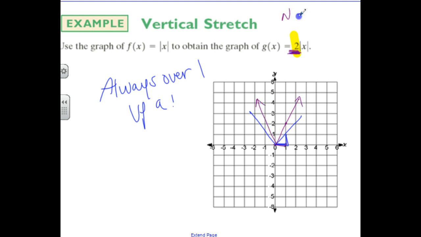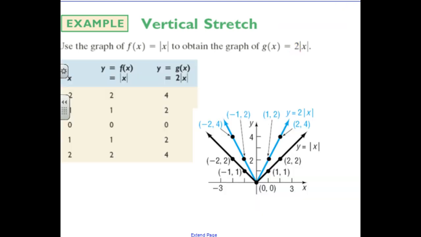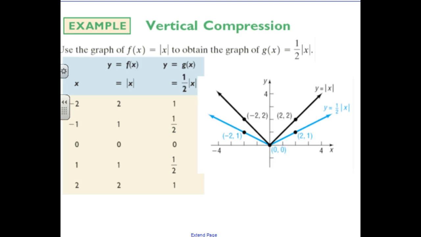The numbers make it narrow, and if I have a fraction, you guessed it, that will make it fat or wider. But I like the n's to go together for narrow, and here is a great example where it's a fraction, where I'm going to go over 1 only up a half the distance, and that makes it a little bit wider.